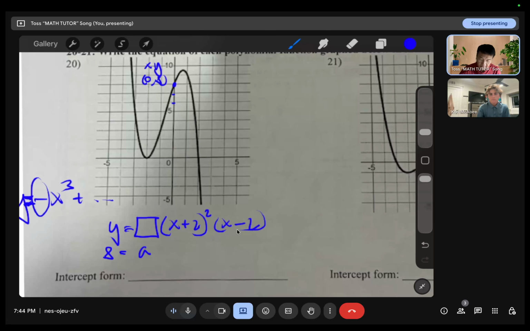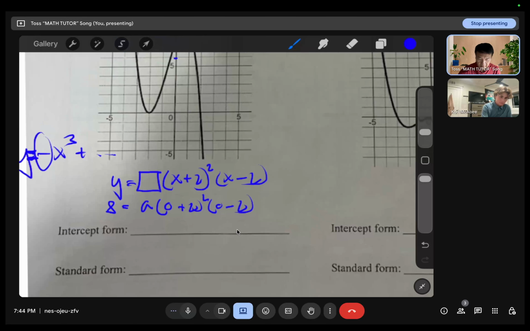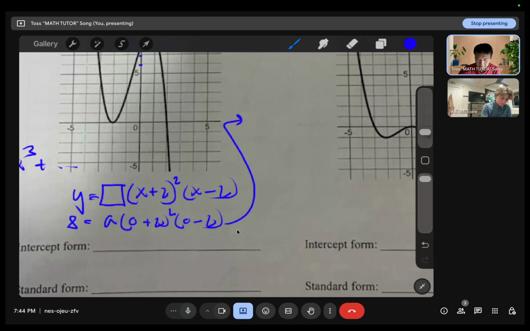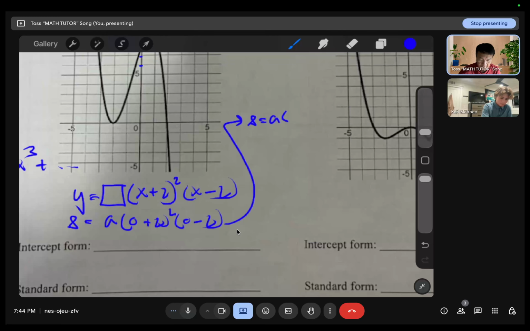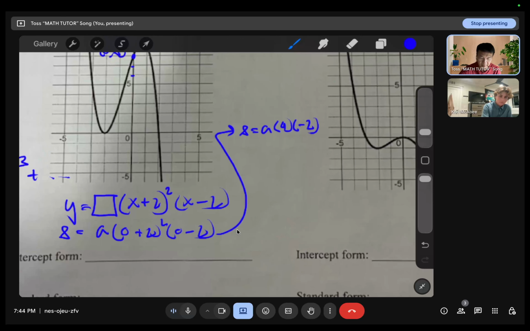The box is A. You're going to solve for it. X is going to be 0 plus 2 squared, 0 minus 2. So let's clean this up. I'll bring it over here a little bit. It'll be 8 equals A times 4. I hope you're okay with that. Times negative 2. I'll put it in parentheses because 2 squared would be 4, but then it'd be minus 2 only. You okay? And clean it up.